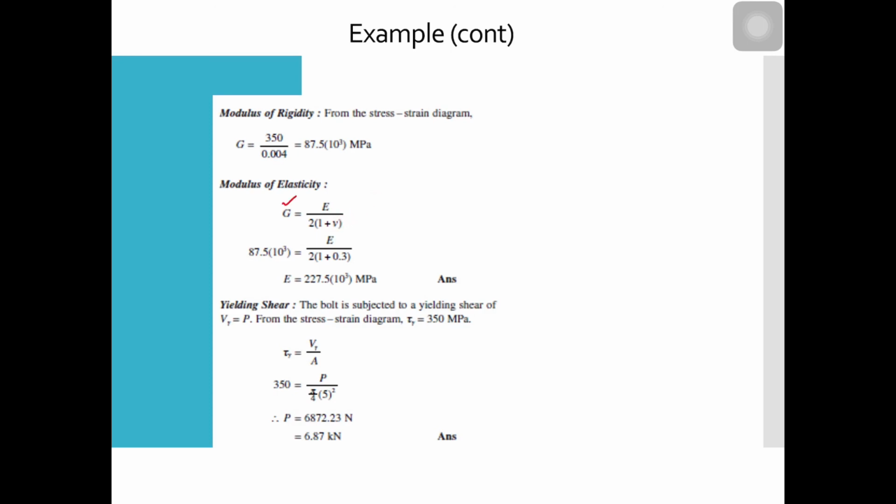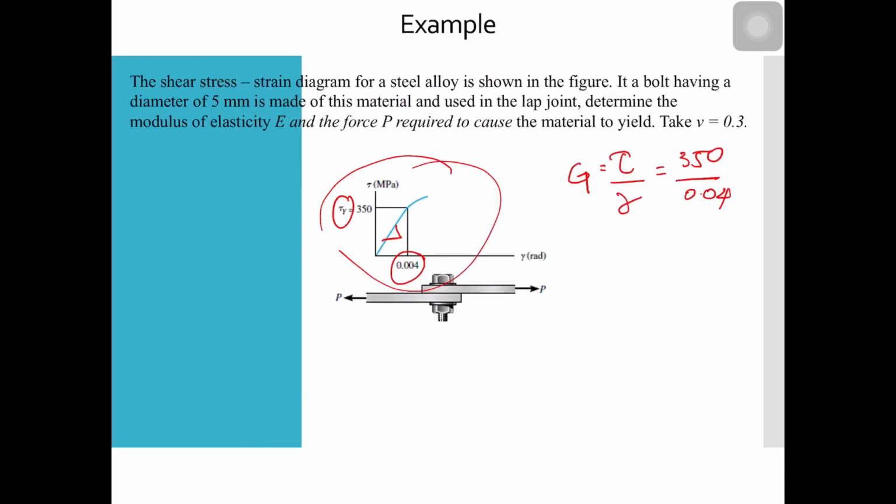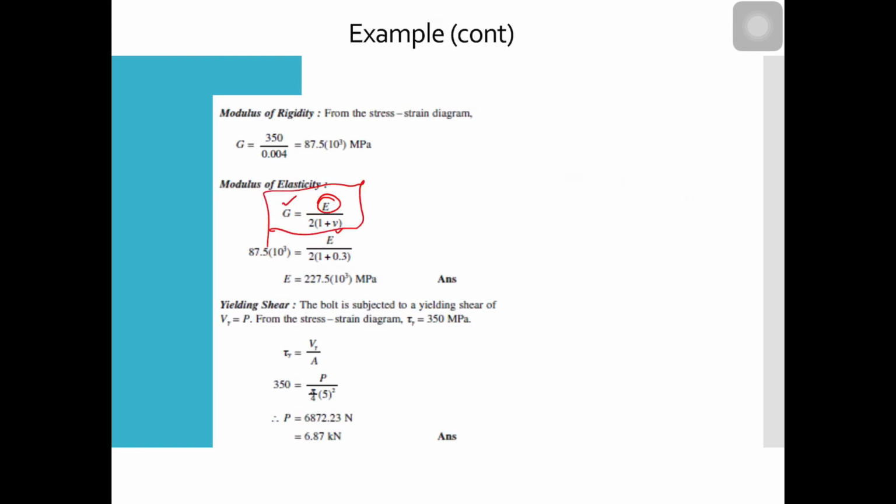So with the relation, you have G and V, so you can find E. E is 227.5 times 10 to the power of 3 megapascal. This is your modulus of elasticity, because the question is asking for the modulus of elasticity. Remember this equation. Now for the yield stress, the bolt is subjected to the yielding stress with force P. From the stress strain diagram, tau y is 350. This is the simple equation.